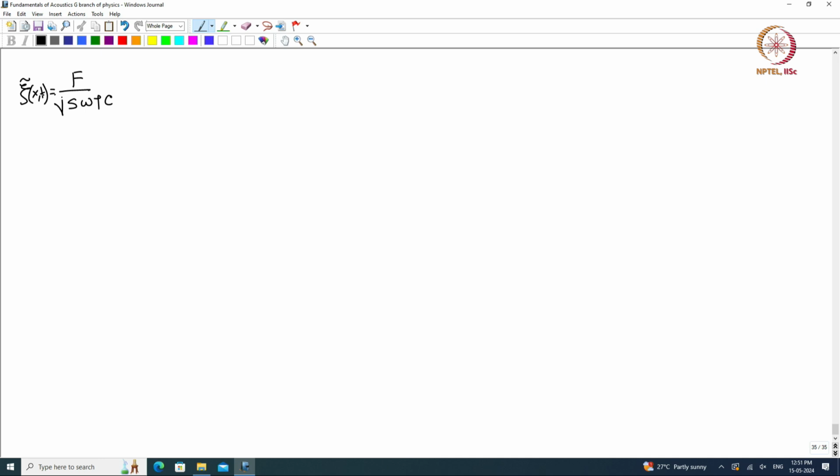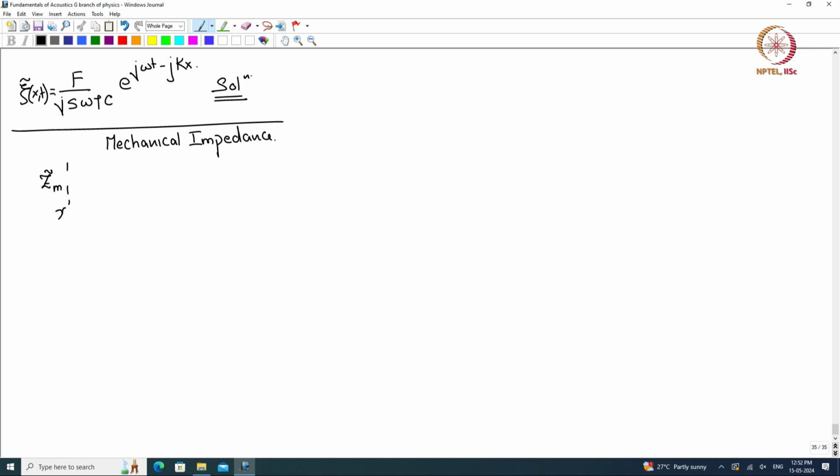ξ̃(x,t) e^(jωt − jkx). Okay, so that is the full solution, nothing more to find out. Now as before, let us try and find the mechanical impedance. Okay, so what is that? As we just said before, the mechanical impedance, Z mechanical, looking from the force location, is F divided by Ṽ. So we have to find Ṽ.